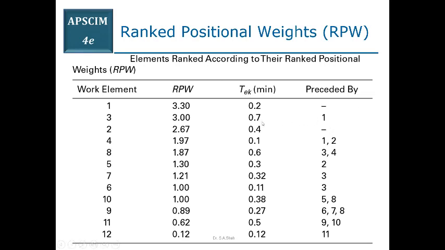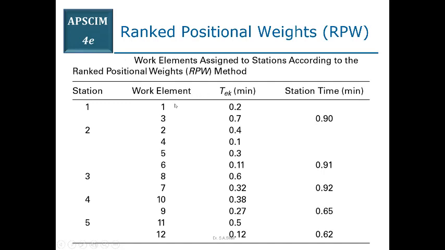So if you look at the second element, its processing time is 0.7 minutes and in our slot we have 0.8 minutes. So this means that we can assign this work element 3 to the same station. Then we will look at whether the corresponding predecessor requirements are being fulfilled or not. Its predecessor is 1, and 1 has already been assigned to this particular station. So this means that it is fulfilling both the requirements, so we can assign this element to the same station.